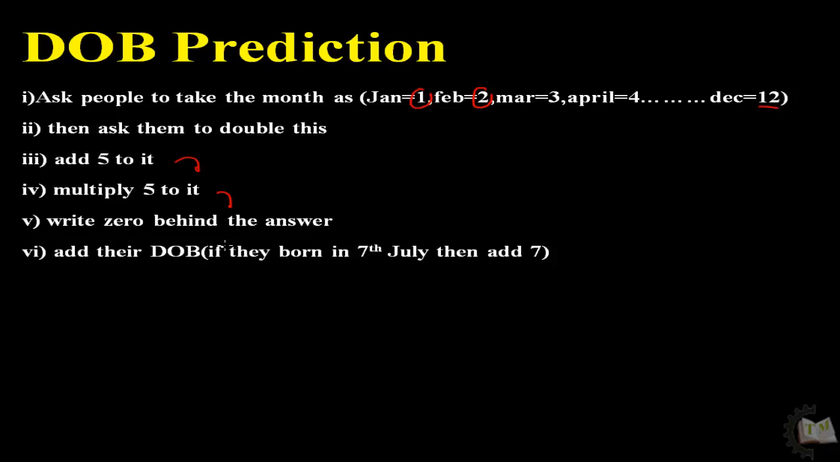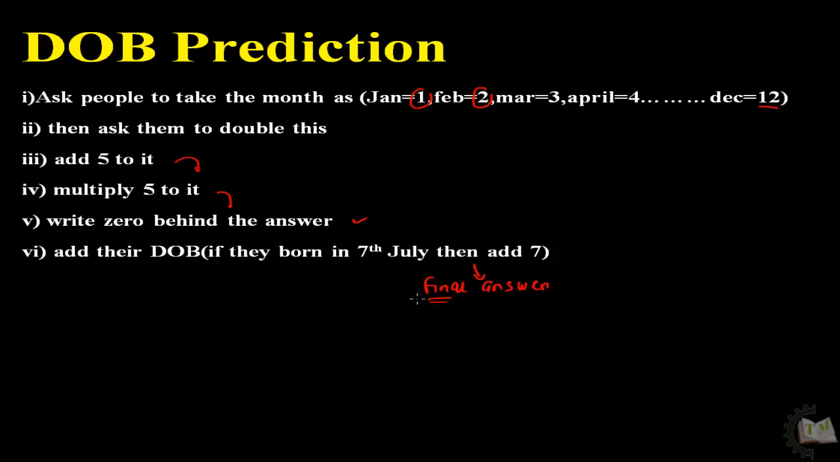Or behind the answer. And in the last step, add the date of birth. If you were born on 7th July, then simply add 7 to this answer and you will get the final answer. And this is the final answer. Then ask them to tell you the answer. This is the answer which your friend will tell you, and just by listening to the answer from your friend you can predict the date of birth.